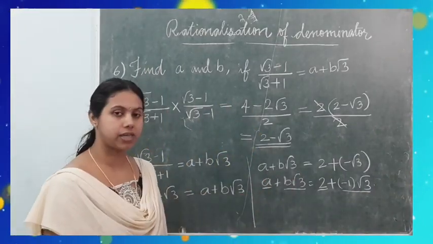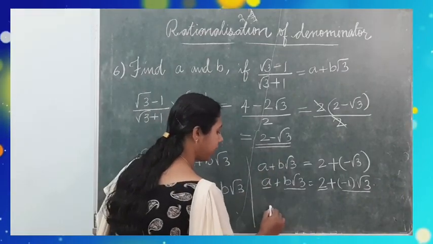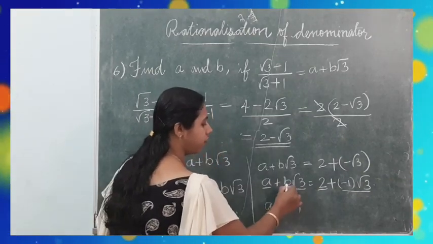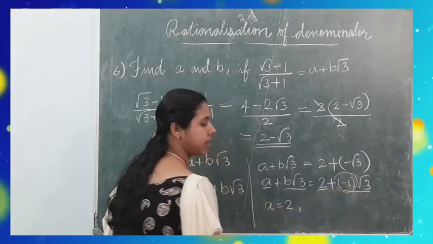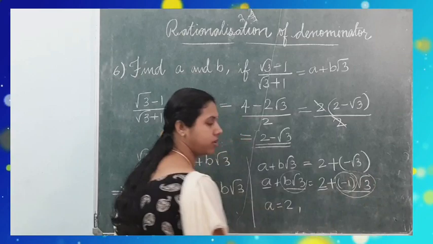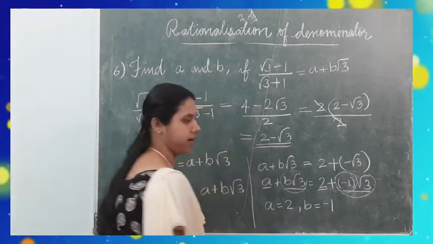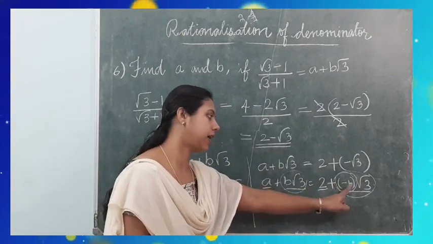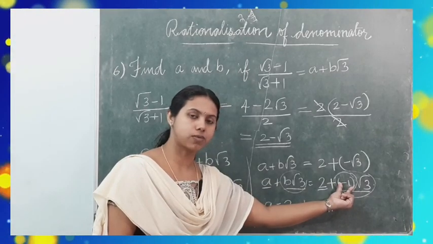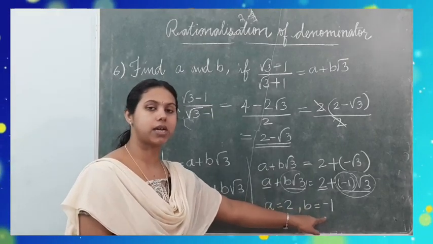So when you compare or equate these irrational and rational numbers, we will get the value of a. The value of a is equal to 2. The value of b is equal to minus 1, because it's b root 3. So b into root 3 is minus 1 into root 3. So the value of b is equal to minus 1. So we got the answer, a is equal to 2 and b is equal to minus 1.